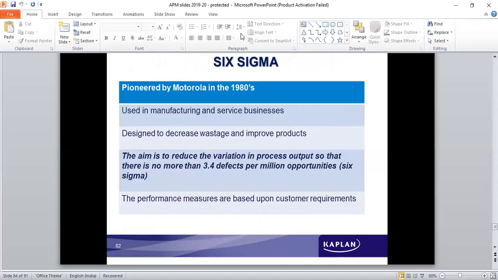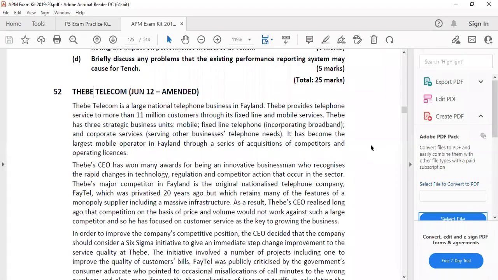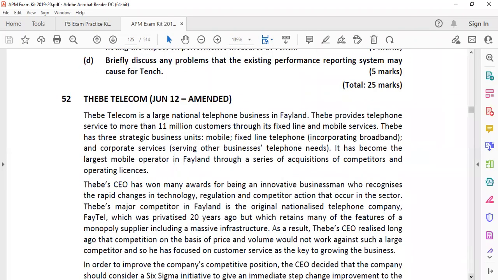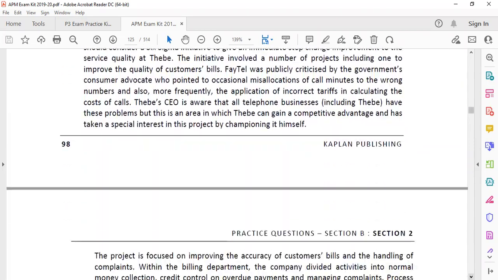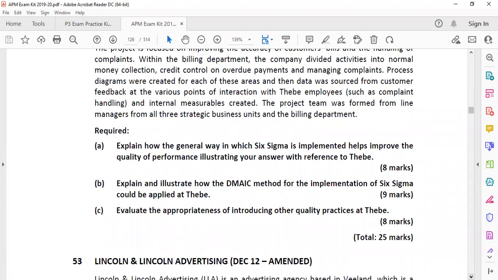There is one question in the examination kit, on telecommunication. So let's take this one. First, we'll read through the case. It's a 25 marks case study. All the points are related to Six Sigma. Explain how, in general, Six Sigma is implemented. Then illustrate how the DMAIC method is implemented for Six Sigma, and the appropriateness of introducing other quality practices. So the question revolves around quality.